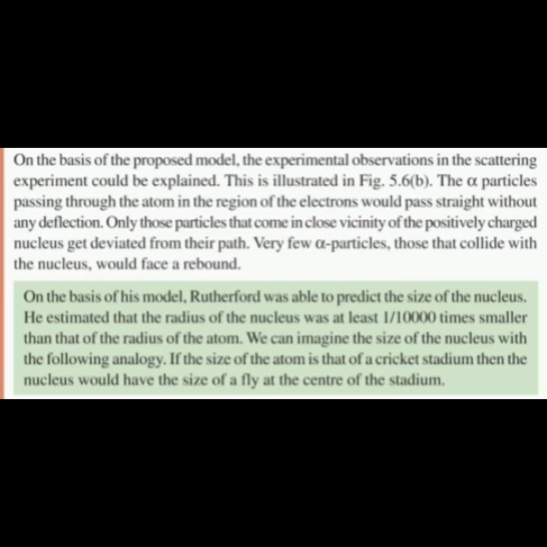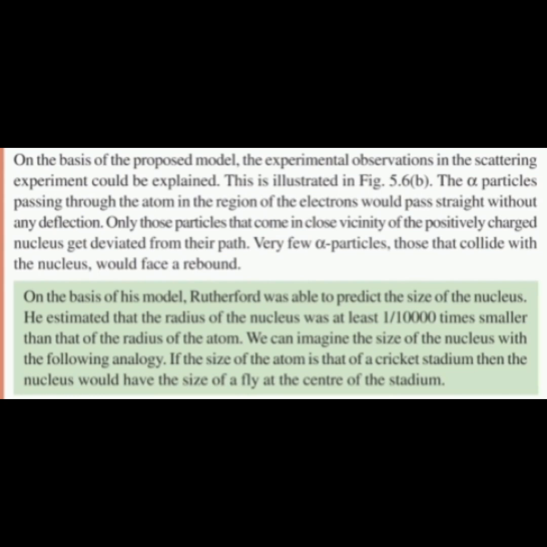The alpha particles passing through the atoms in the region of the electrons would pass straight without any deflection. Only those particles that come in close vicinity of the positively charged nucleus get deflected from their path. Very few alpha particles, those that collide with the nucleus, would face a rebound.